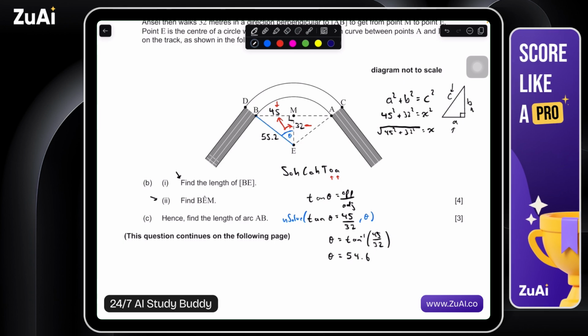54.58 is 54.6 to 3 sig figs. Just remember when you're doing these, especially at the beginning of an exam, make sure you are in degrees and not radians. So degrees in the top right corner of your calculator.